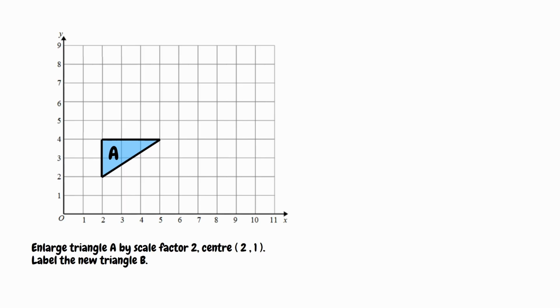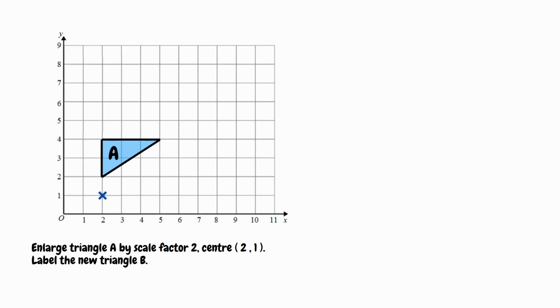So for our first example, we need to enlarge triangle A by a scale factor of 2, and we're given the centre point of coordinates 2, 1. So the first thing I'm going to do is mark down this centre point, coordinates 2, 1, on the grid.